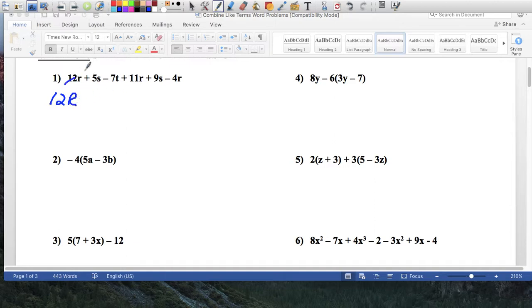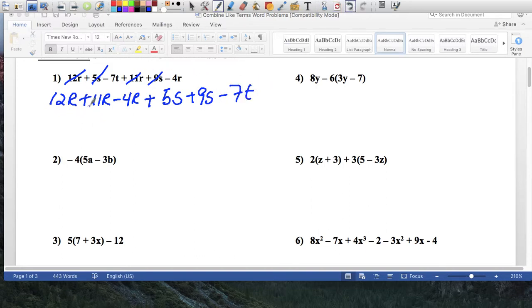So it's 12r plus 11r, and the r should be small, but I don't know how to write an r. 5s minus 4 plus 5s plus 9s minus 70. That's a long one.